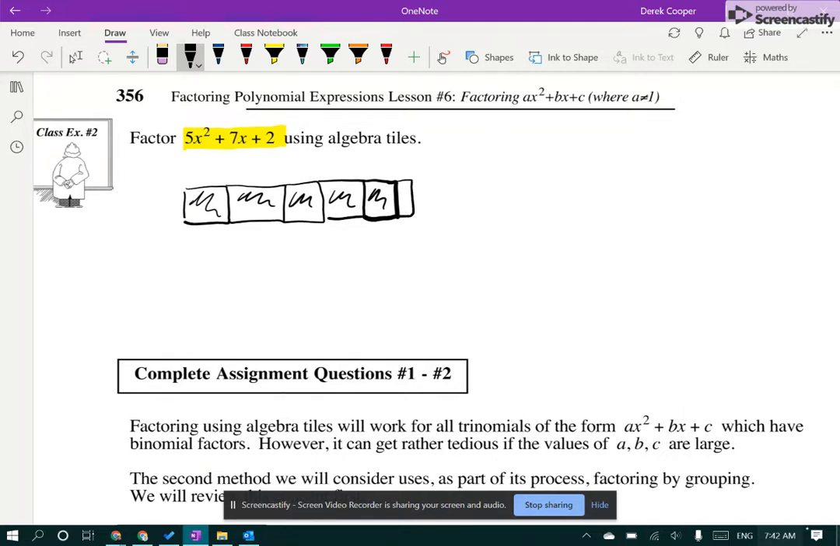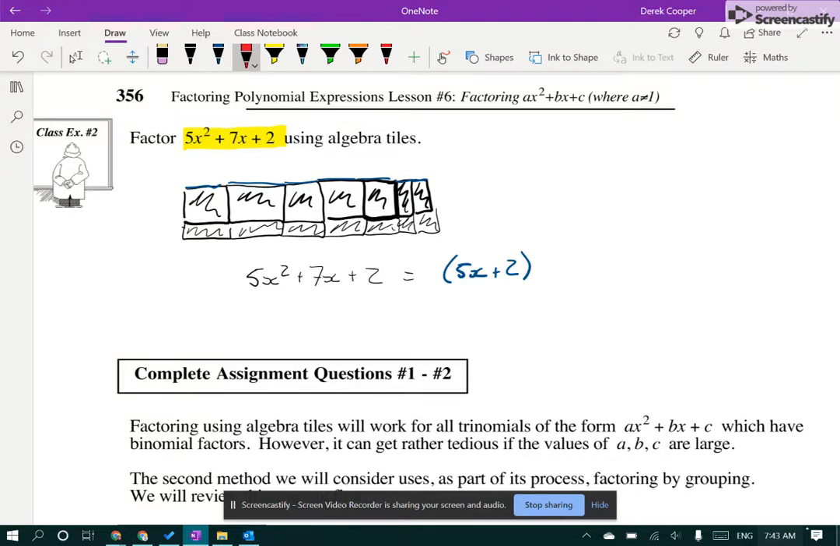So we're going to go 1, 2, and then 3, 4, 5, 6, 7. Of course, all of those shaded. Plus 2. Okay, so 5x squared plus 7x plus 2 gives us 5x plus 2 on one side. And then on the other side, we've got x plus 1.